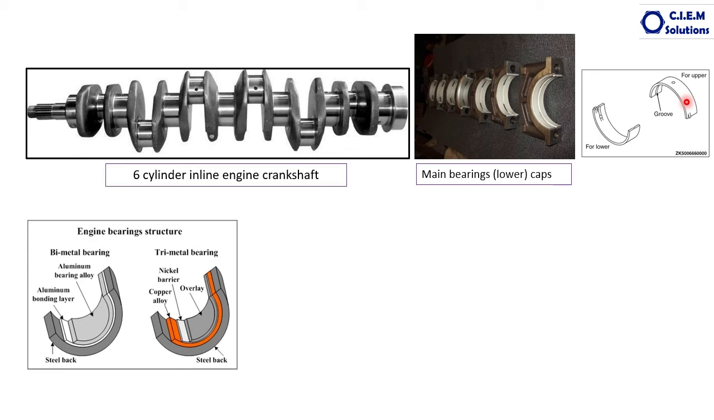is to minimize the friction between the moving parts. But here, why are these special bearings? These are not ball bearings, these are not roller bearings, and these are not thrust bearings. These are white metal half bearings. Why are the bearings designed like this?